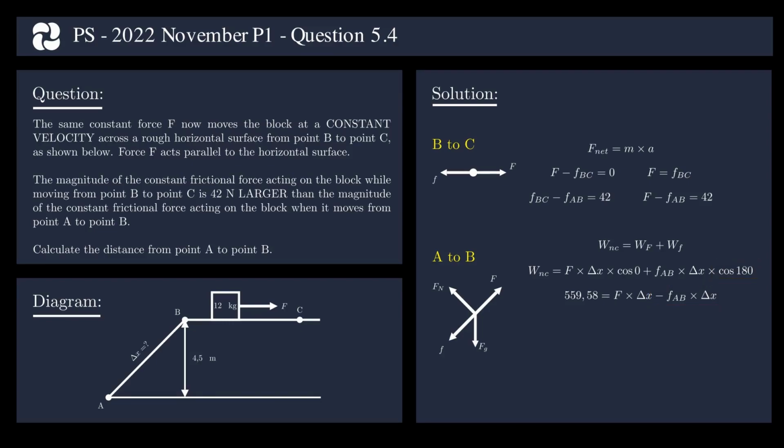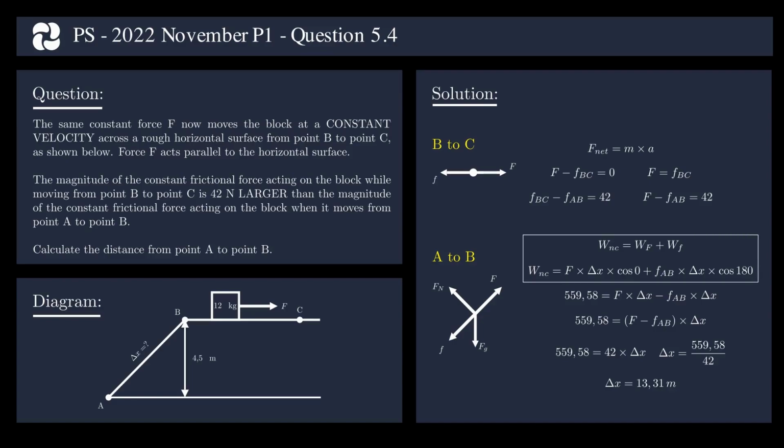After moving the displacement outside of the brackets, the equation becomes F minus friction force AB multiplied by the displacement. As was already calculated in the section BC, F minus friction AB is equal to 42. Displacement is equal to the ratio of 559.58 and 42. Displacement of the block between points A and B is equal to 13.31 meters.